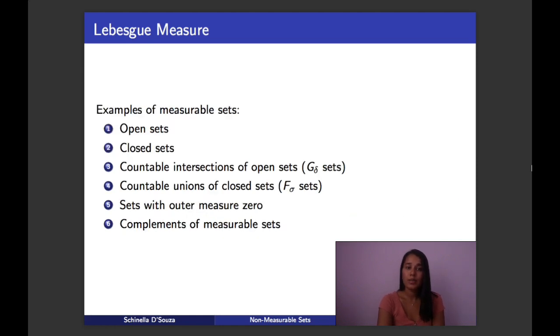So shown here are some examples of measurable sets. Examples 3 and 4 are called G delta and F sigma sets, respectively. In fact, examples 1 through 4 are part of a larger class of sets called Borel sets. Sets of outer measure 0 are measurable, so have measure 0. Lastly, complements of measurable sets are also measurable.